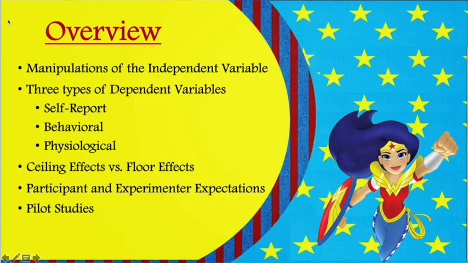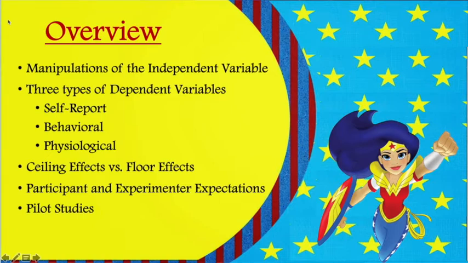The second thing we'll talk about are the 3 different types of dependent variables and different measurements and ways that we can measure our dependent variables. In our previous episode, we did speak specifically about surveys, right? Self-report dependent variable measurements, but there are 2 other ones, including behavioral measures and physiological measures. So we'll see how those compare and contrast.